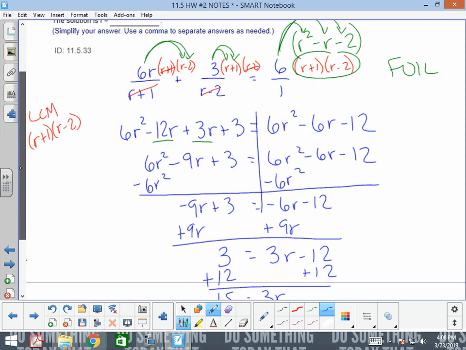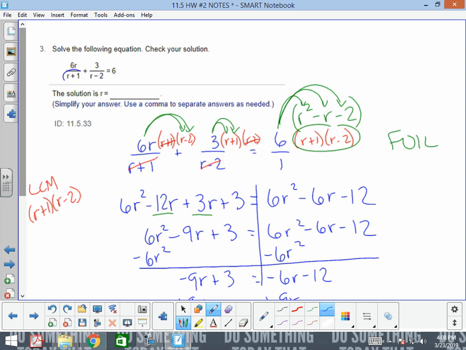Does that 5 make either one of my original denominators a 0? No, it does not. So the answer is 5.